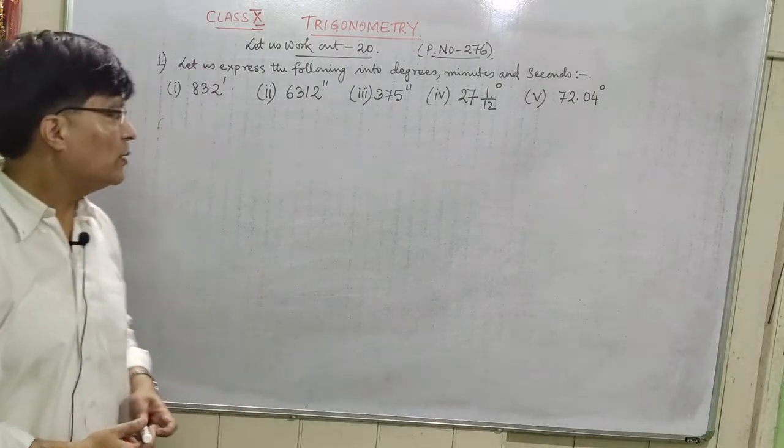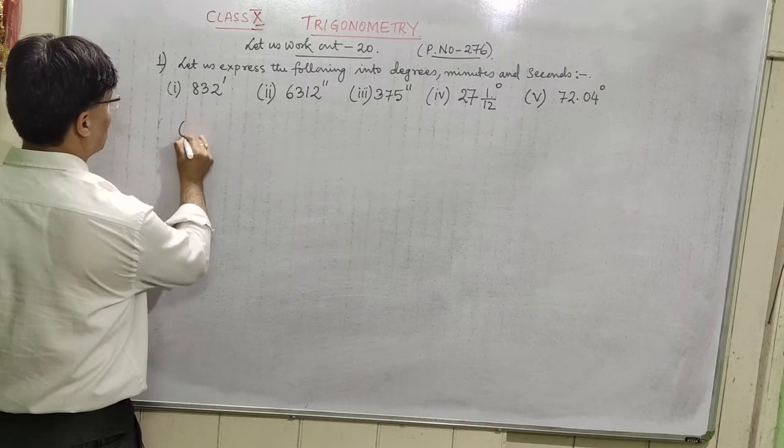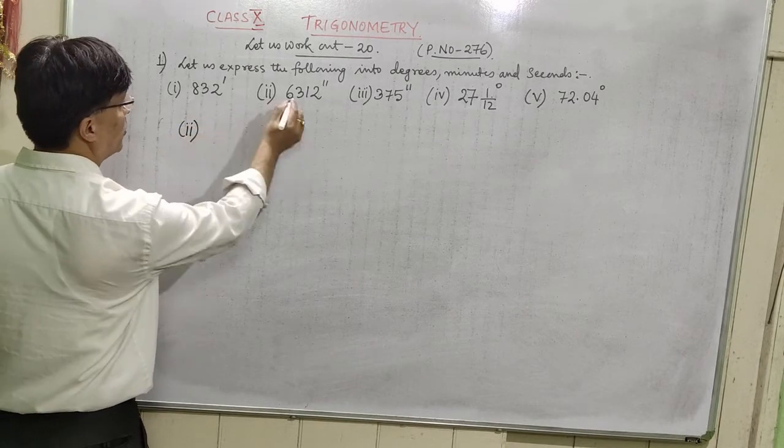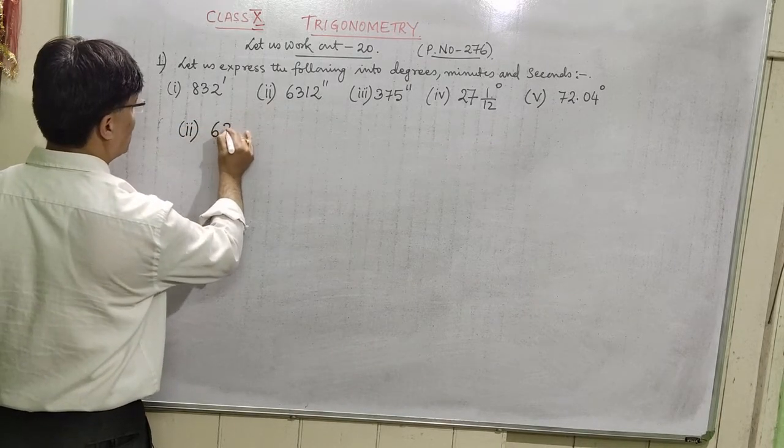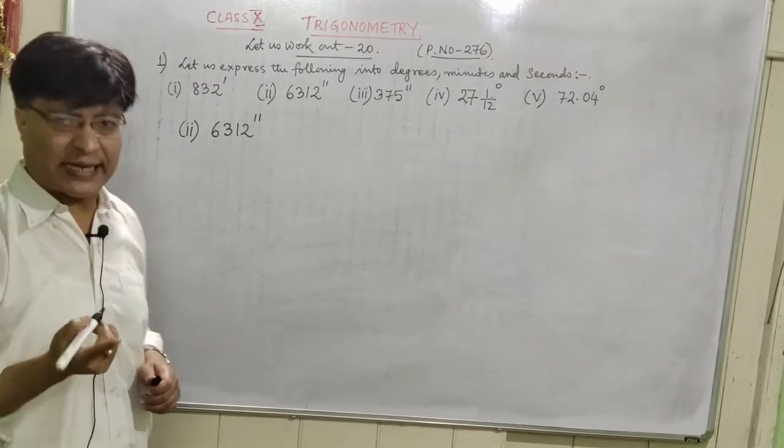So now we'll do the next question, that is question number 2. So let's do this question number 2 now. What is question number 2 here? 6312. This double dash indicates seconds.